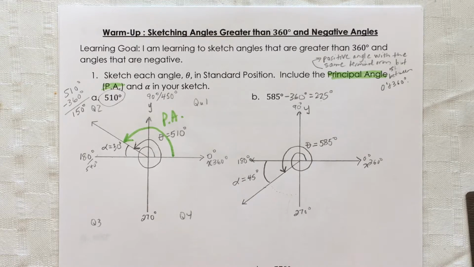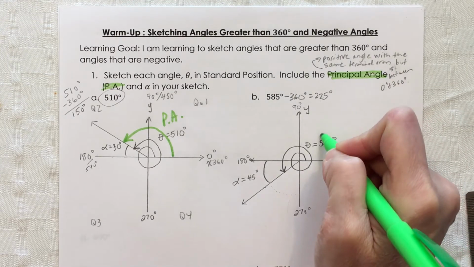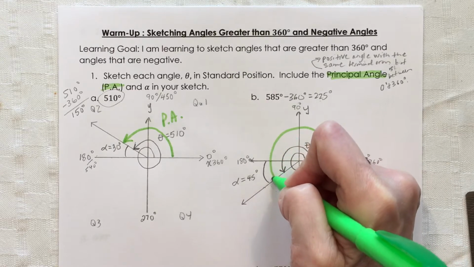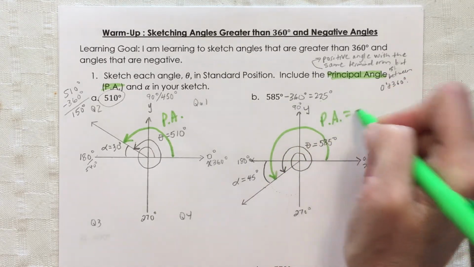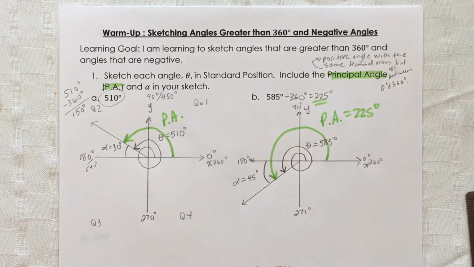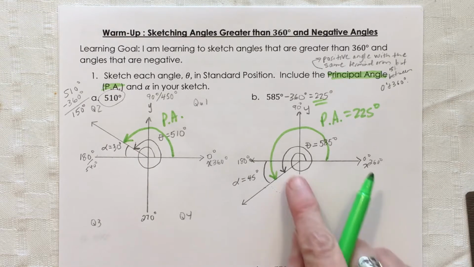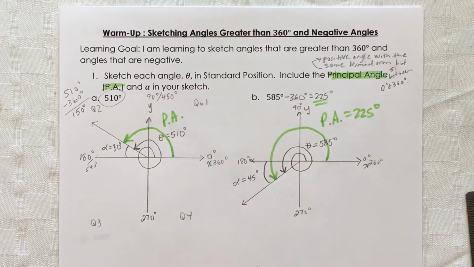Okay. And then the last thing we want to add on is our principal angle, which starts at 0 and goes around to the terminal arm, and we can use P.A., and that's our 225 degrees. So it's actually got the same terminal arm as 585, but it fits just between 0 and 360. So that's our principal angle.